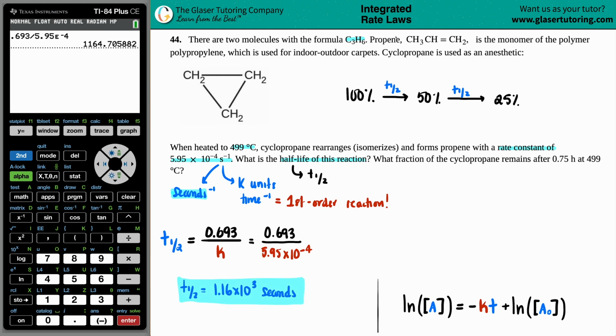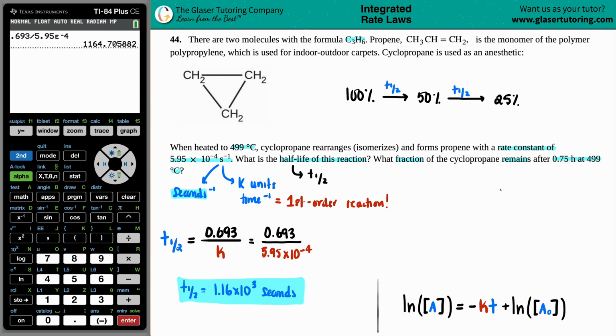Now, let's do the second one. What fraction of the cyclopropane remains after 0.75 hours at 499 degrees Celsius? Okay, so now they're talking about amounts, right? What fraction remains after 0.75 hours?